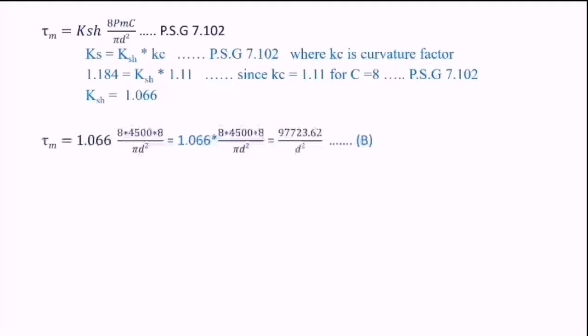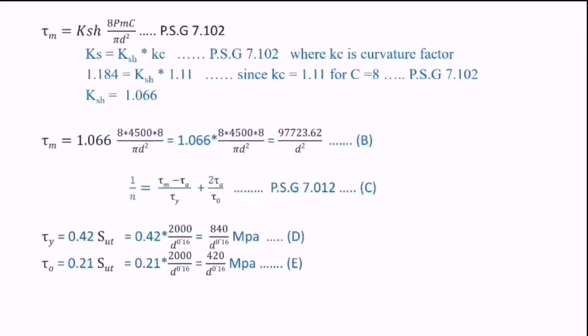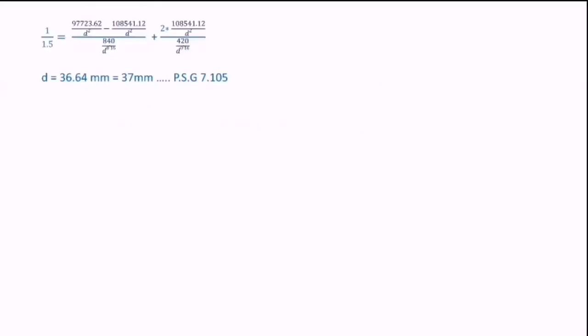Now I require the value of tau y and tau 0, which can be found out by empirical relation, that is tau y is equal to 0.42 SUT and tau 0 is equal to 0.21 SUT. Substituting all these values in equation C, I will get the value of d as 36.64 mm, which I will approximate to 37 mm.